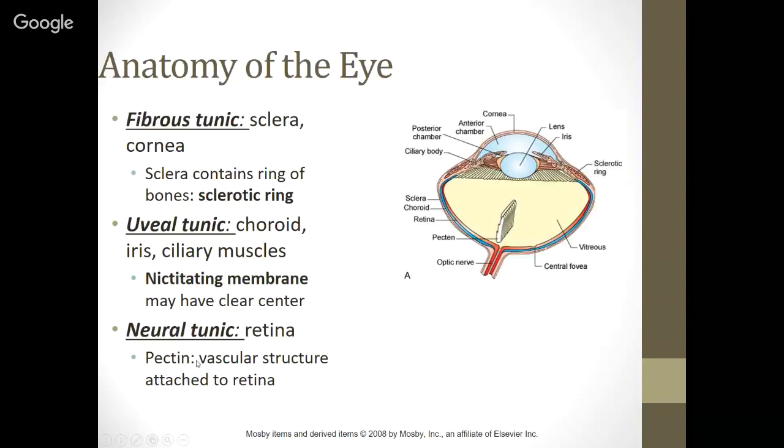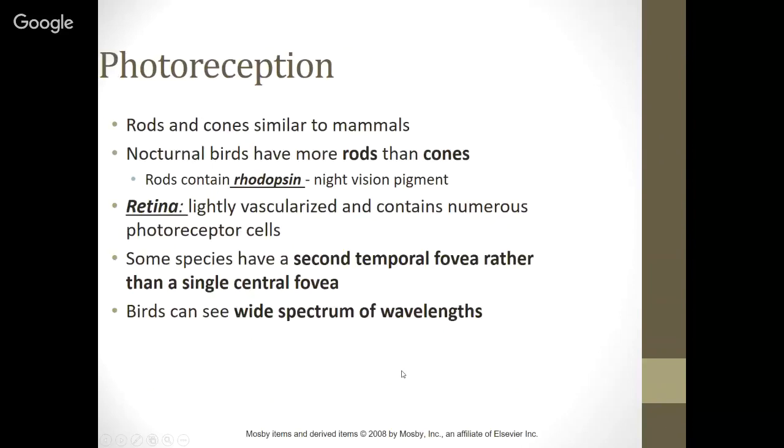There's a neural tunic, which is where the retina is, and they have pecten, a vascular structure that is attached to the retina. It is right here in the back of the eye. And it should be P-E-C-T-E-N, not T-I-N.